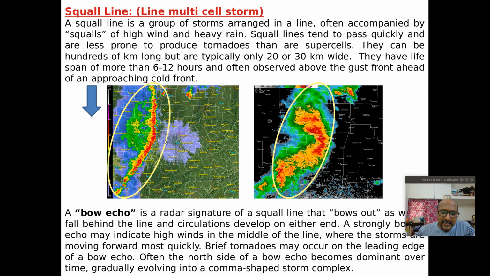And if you zoom into the central portion of this region, it will look like this. The radar reflectivity in the central portion looks like a bow. That means there is a strong mesoscale downdraft pushing this part of the cell more towards the forward side of the storm movement, so the entire radar reflectivity structure looks like a bow. This type of bow feature in radar reflectivity is known as a bow echo associated with the squall line.